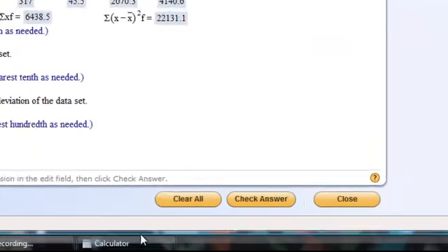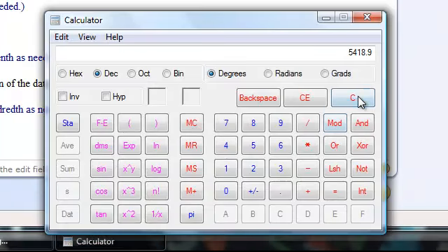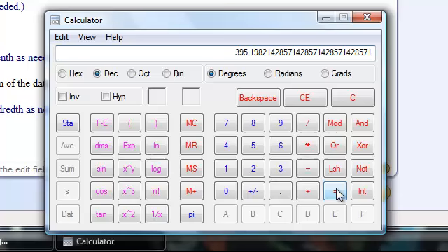So, getting my calculator, I'm going to do 22131.1 divided by 56 because it's a sample. I get that very large number. Now I'm not going to round it or do anything to it yet. I'm going to leave it as is. And now I'm going to take the square root of it.